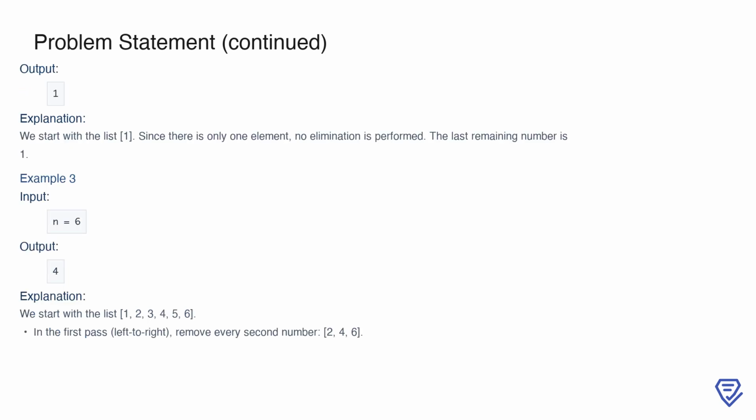Now, let's look at another example where n is 6. The initial list in this case is 1, 2, 3, 4, 5, 6. In the first pass, we remove every second number from left to right, resulting in the list 2, 4, 6. In the second pass, we switch directions and eliminate every second number starting from the right. This reduces the list to 4. At this point, there's only one number left, so the output is 4. This example illustrates how the alternating elimination process works for a smaller input size.